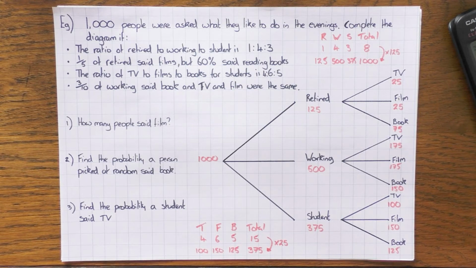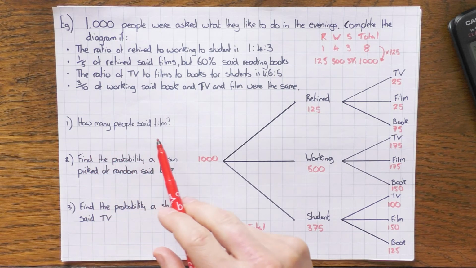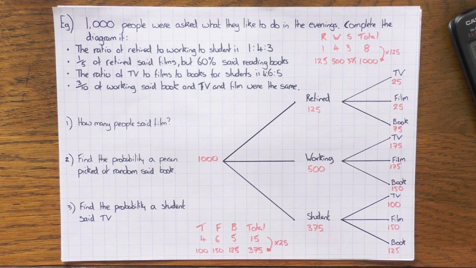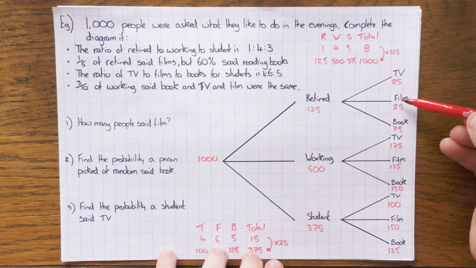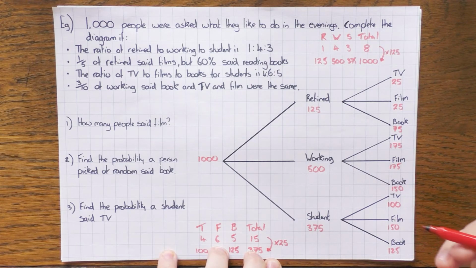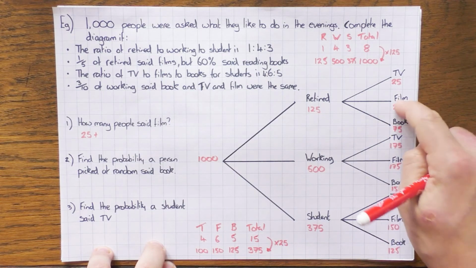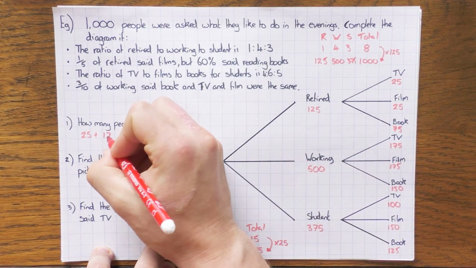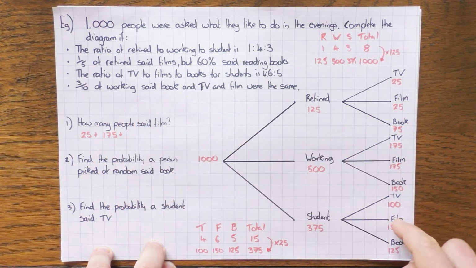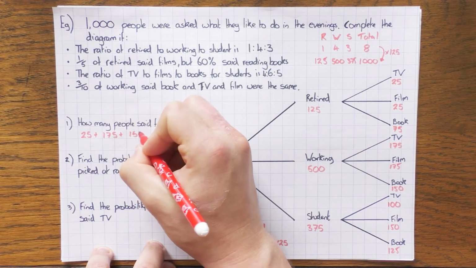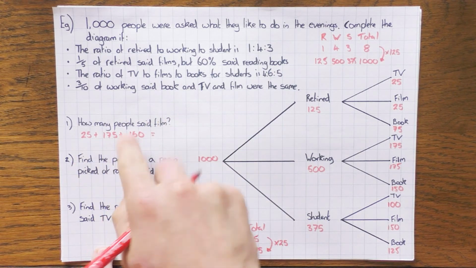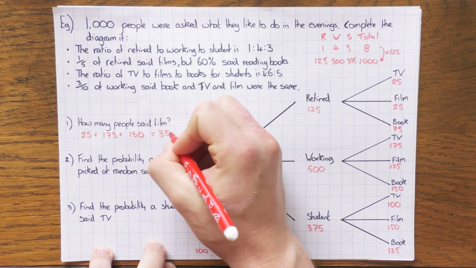So a big one there. Really good stuff though. Hopefully if you're doing this with me, you got the same answers as that, which would be awesome. And we have our standard questions. So how many people said film? Just like before, we need to check all the branches that are film. In the previous examples, there were 2. But obviously in this one, we're going to have film here, here, and here. So there's actually 3 we need to be careful of. So we've got 25, we've got 175, and we've got 150.